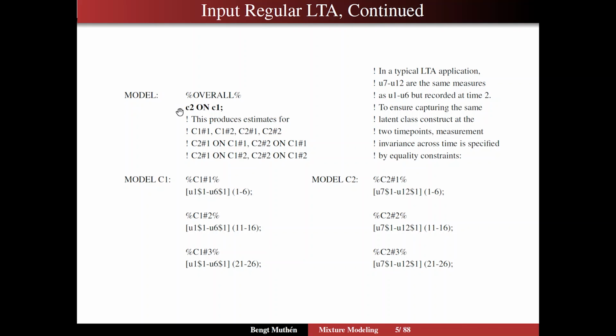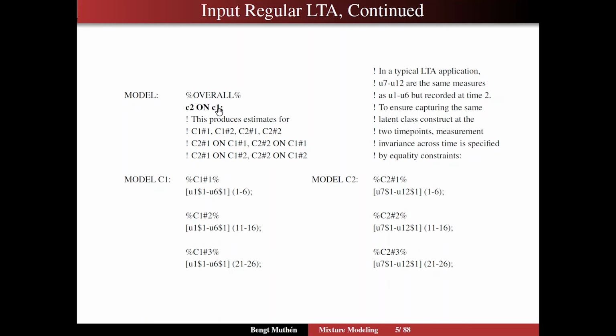So in the overall part we say C2 regressed on C1. And that statement also produces several things. First of all, it produces the regression slopes: C2 class 1 on C1 class 1, C2 class 2 on C1 class 1, and so on, and for the second row of C1, namely C2 class 1 on C1 class 2, C2 class 2 on C1 class 2. So the first and the second row of the regressions.